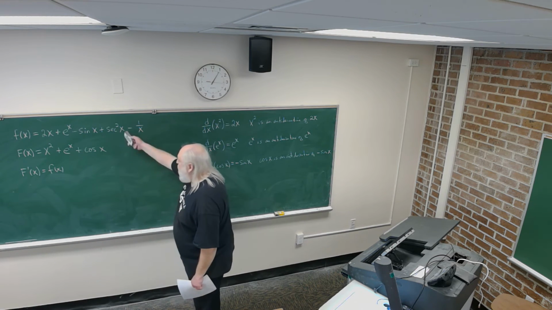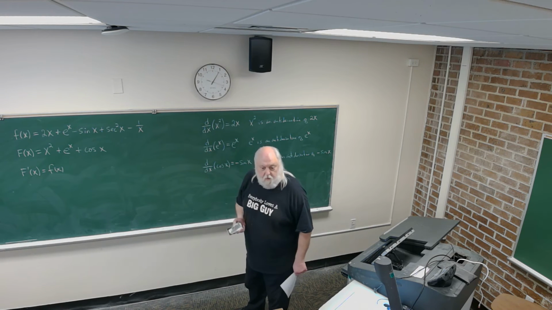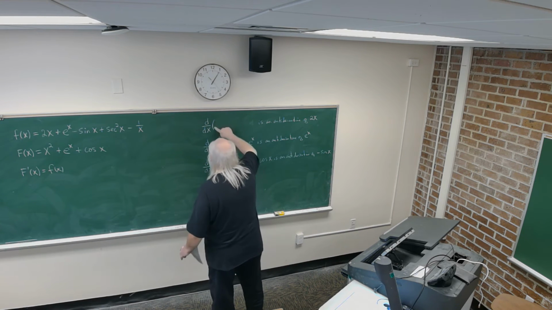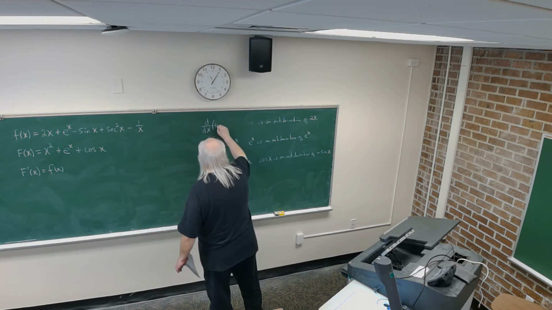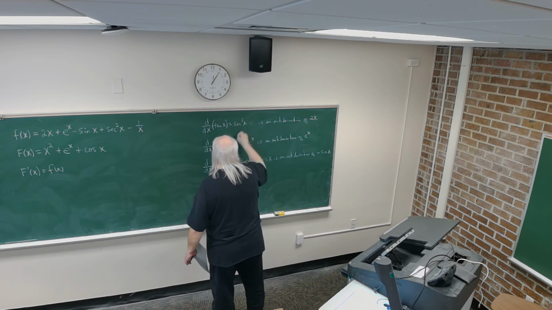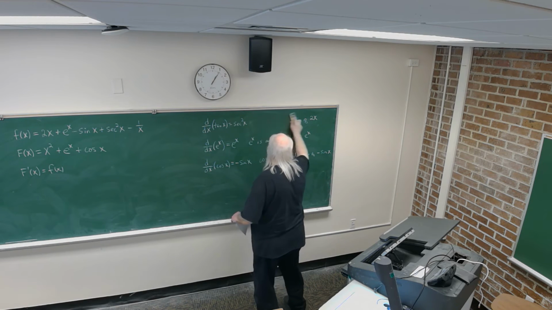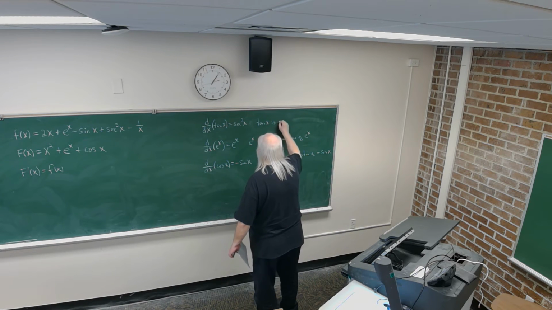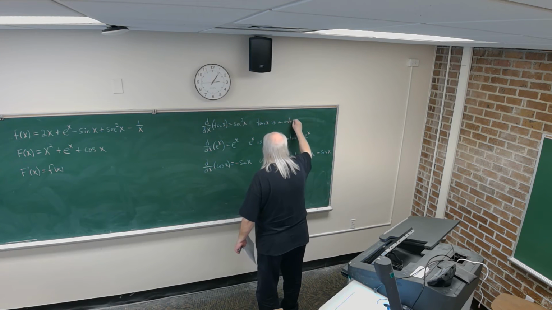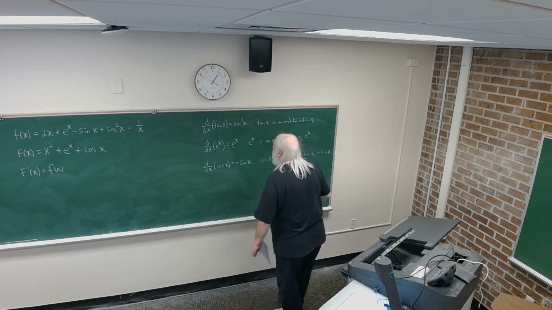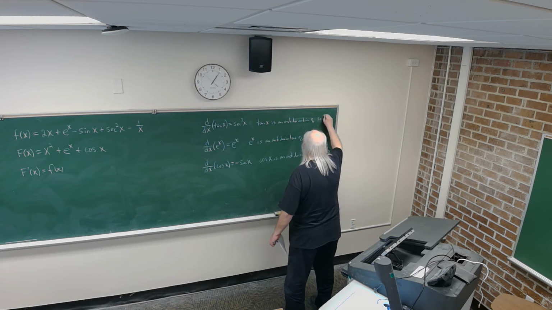The derivative of what is equal to secant squared? Tangent x. So the derivative of tangent x with respect to x is equal to secant squared x. So tangent x is an antiderivative of secant squared x.